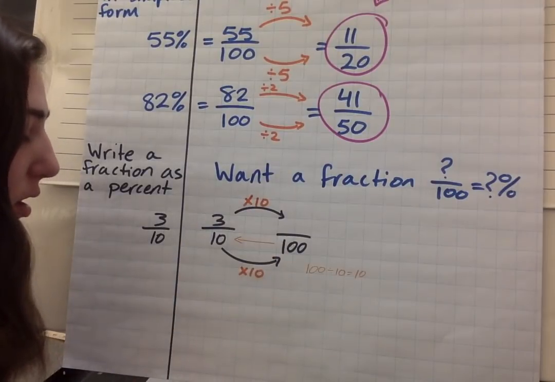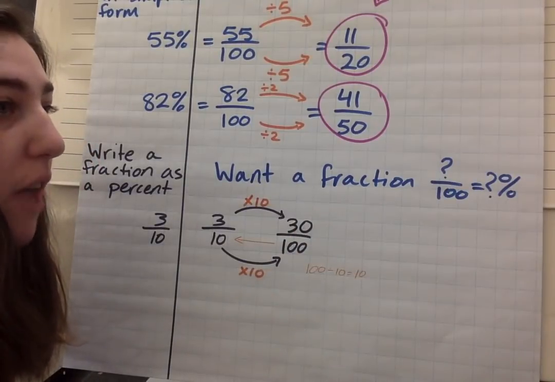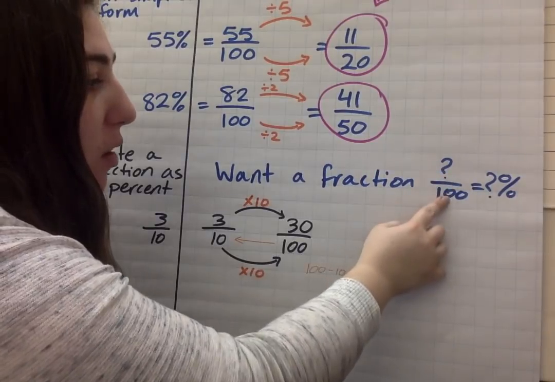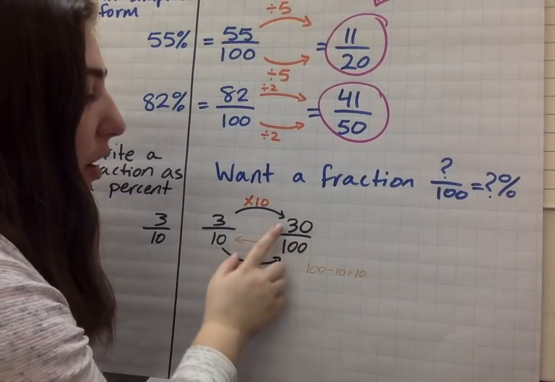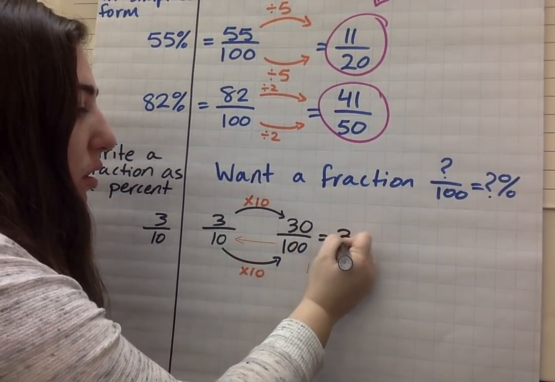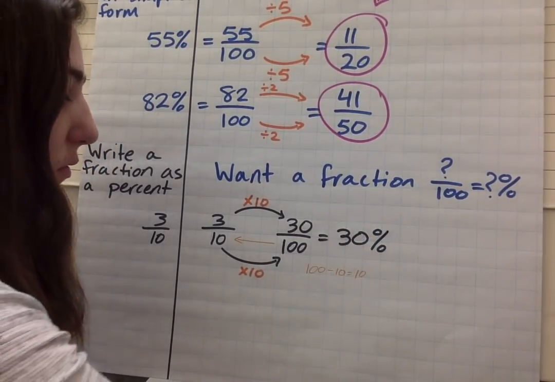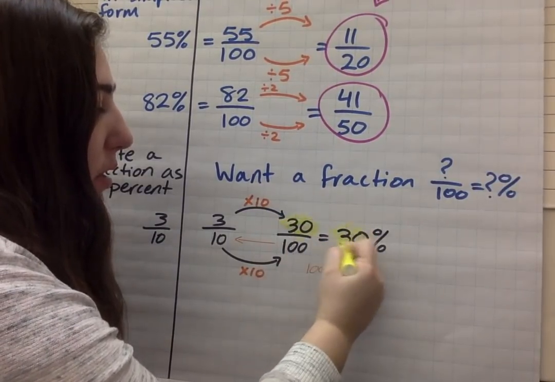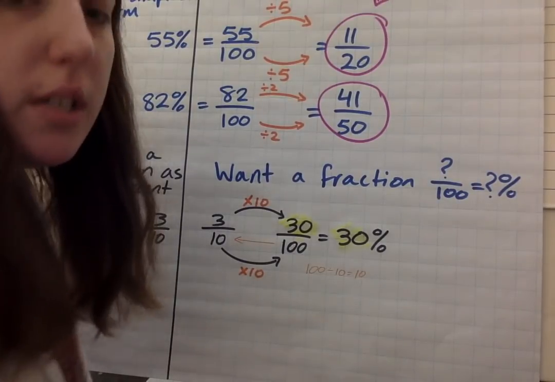3 times 10 is going to give us 30. So now I just write that. Look what we have over here. We have something over 100 equals something percent. So I'm going to do the same thing. We have 30 out of 100 equals 30%. Okay, so I just wrote this number as a percent. All right, let's try one more example.